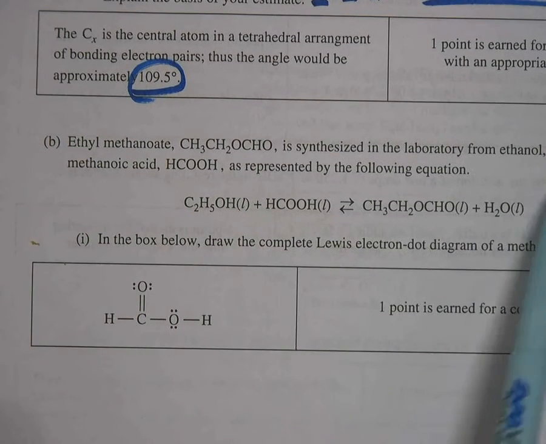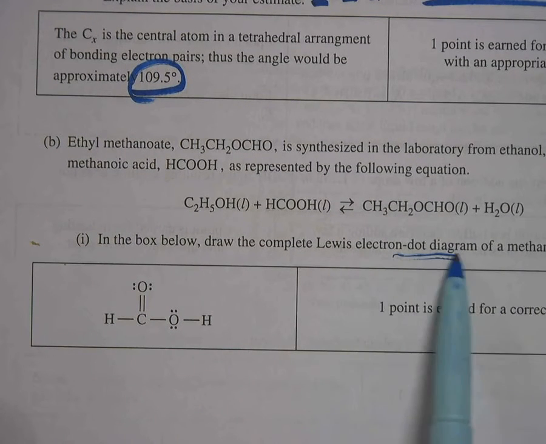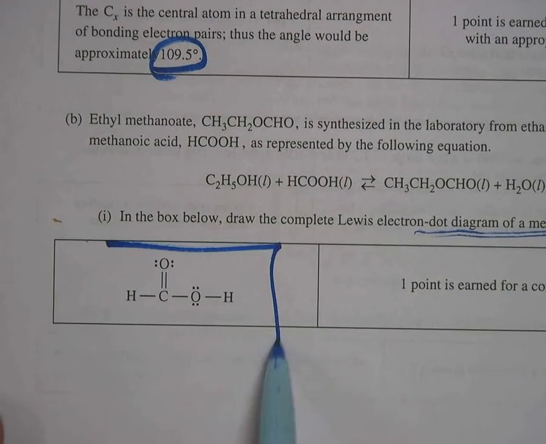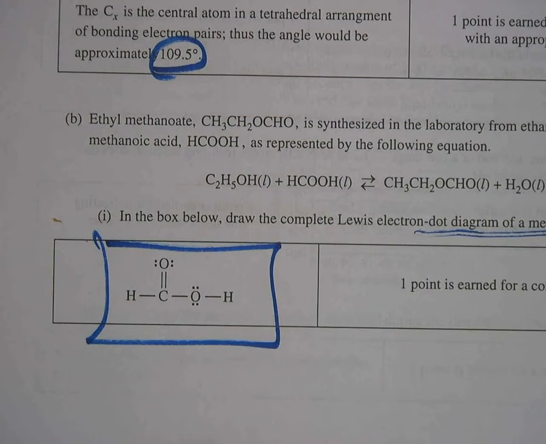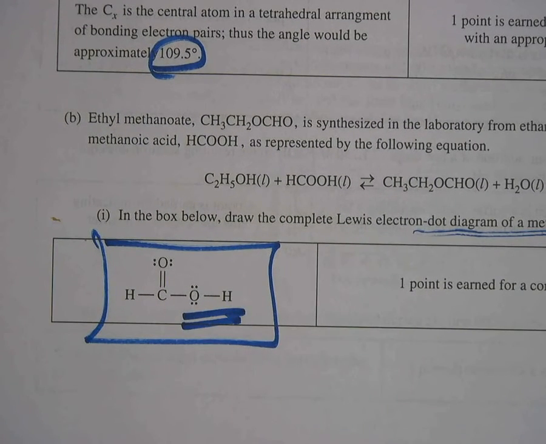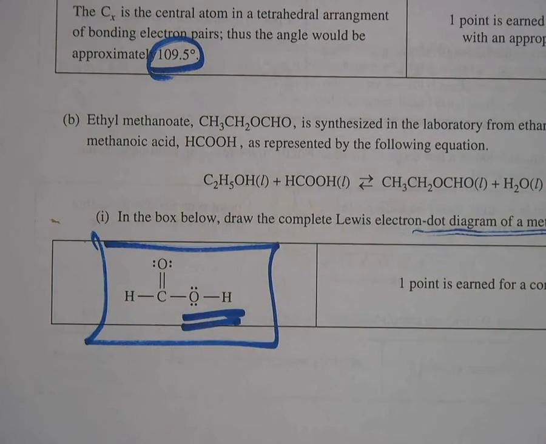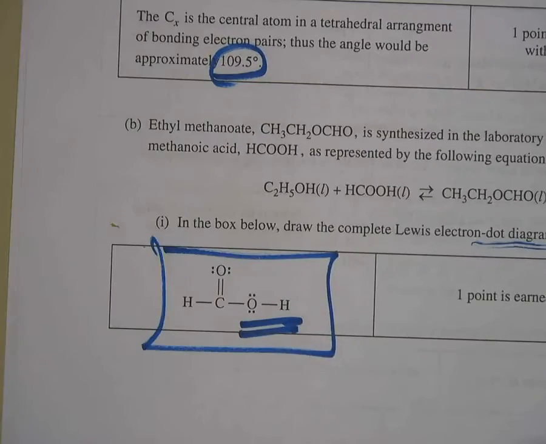Let's see. Ethyl methanoate is synthesized in the laboratory. In the box below, include the Lewis dot diagram of the methanoic acid molecule. They drew the Lewis electron dot structure for it. Notice it's an acid, so it's got an O and an H. It's an oic acid, so it's a C double bond O, and then OH. Hopefully you remember that from the brief organic unit that we did.